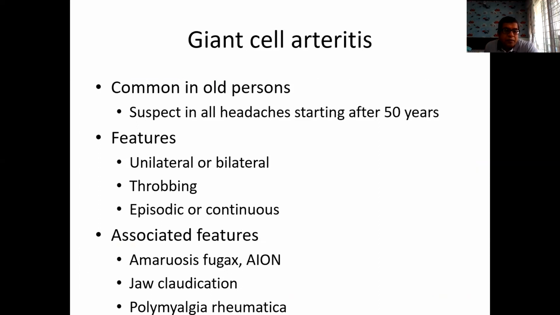We know that the headache can be unilateral or bilateral, throbbing, episodic or continuous. So the headache quality cannot differentiate between various types of headaches as far as giant cell arteritis is concerned. It may be associated with ischemia of the optic nerve. We know that AION, jaw claudication and polymyalgia rheumatica. We all know these features, right?